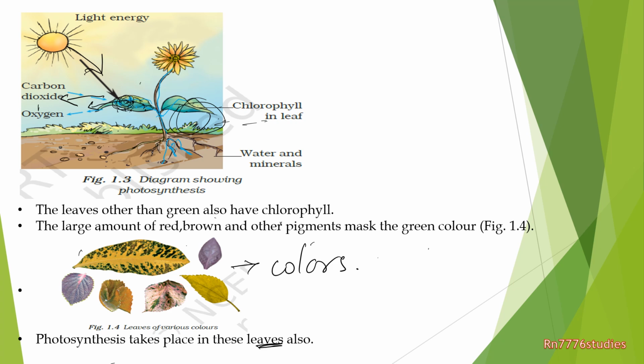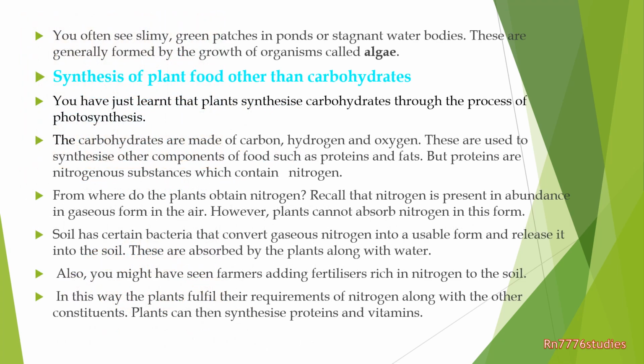Okay, next. You often see slimy green patches in ponds or stagnant water bodies. Have you ever seen in water bodies a green color? It's basically called algae. Have you seen it floating on water bodies, like a patch? Those are called algae. Let's see what it actually is. These are generally formed by the growth of organisms called algae.